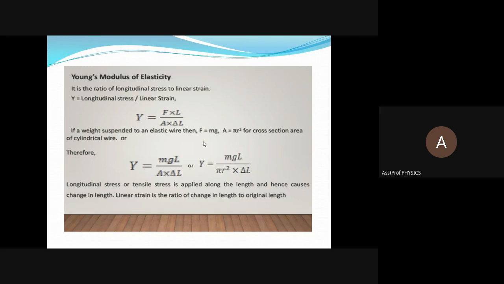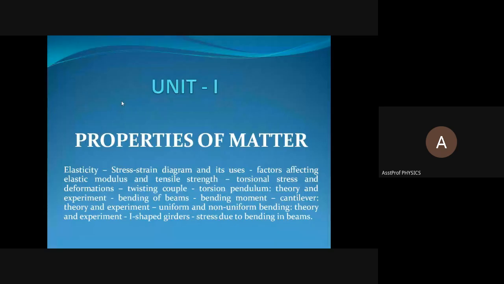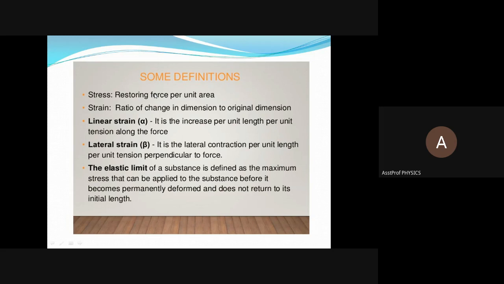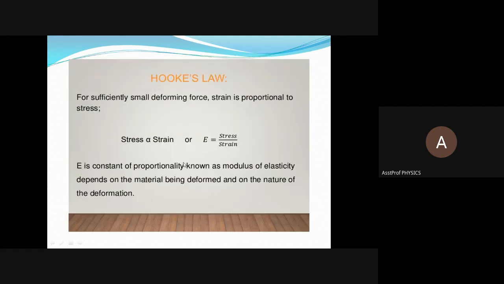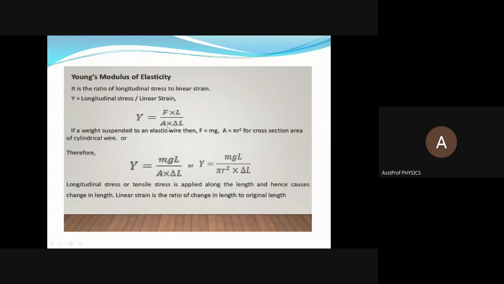So Y is the term used to represent Young's modulus. It is defined as longitudinal stress by longitudinal strain. We all know what stress is; you have to go back to the formula. Stress is defined as force per unit area, F by A. Strain is defined as change in dimension divided by original dimension, small l divided by capital L. So Young's modulus Y is equal to F into L divided by A into l, that is F by A divided by the change in dimension divided by the original dimension. I think you understood the formula.